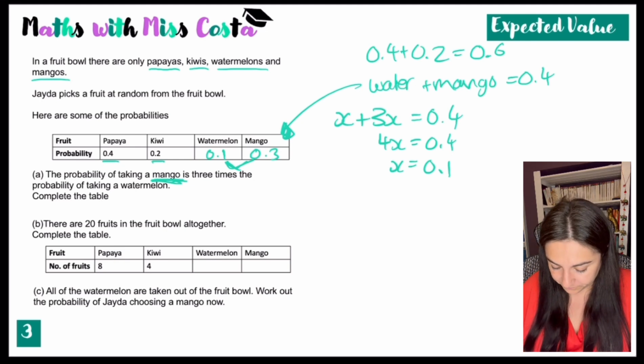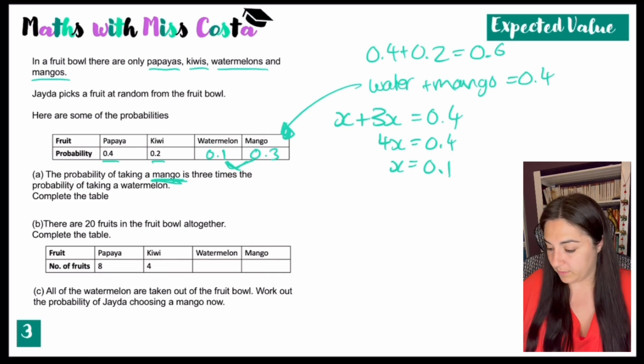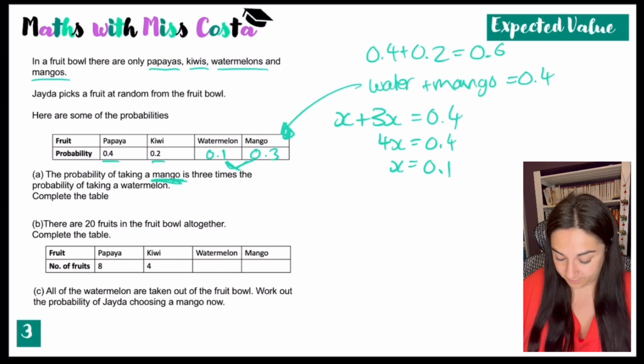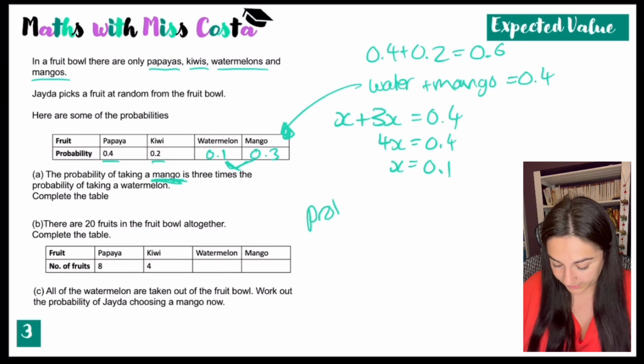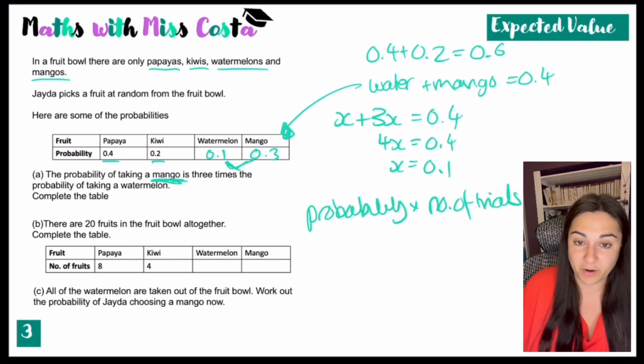Okay, there are 20 fruits in the fruit bowl altogether. Complete the table. Okay, so if there are 20 fruits, all I need to do is multiply my probability by the total number of fruits. Similarly, if I was estimating the probability of picking a fruit, and every day it changes, what's the probability of picking a watermelon out of 500 days? You just multiply it by 500. So your expected value is always the probability times by the number of trials, which means like the number of days or the number of fruits there are, and so forth.